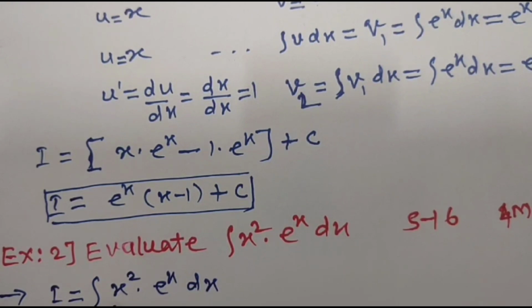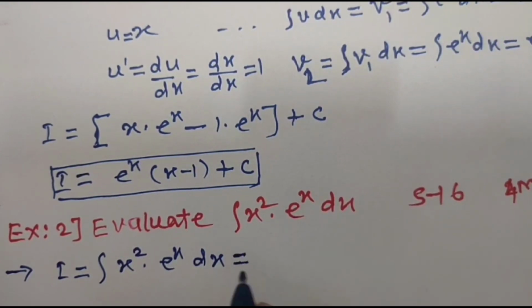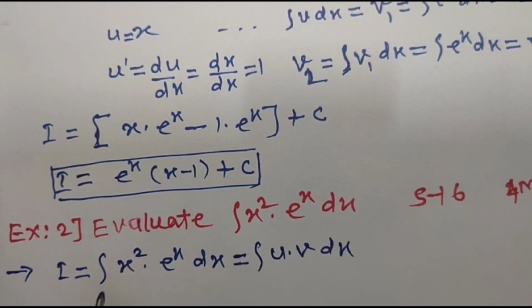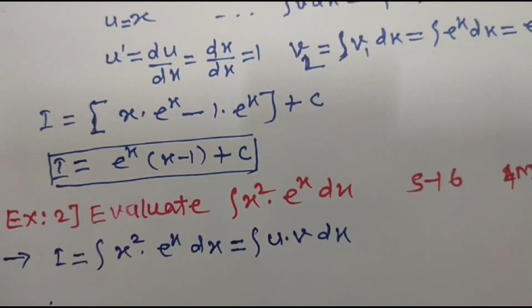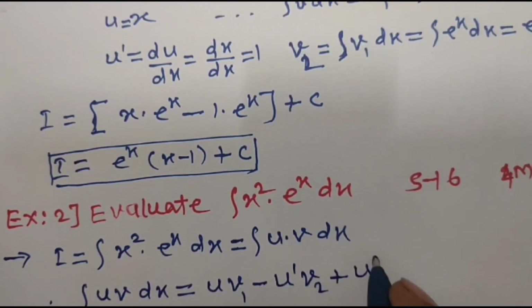Here x square is an algebraic function, e to the power x is an exponential function. Now you can compare this with u into v dx. Hence u is equal to x square and v is equal to e to the power x. So you can write this using the special formula of integration by parts. Integral of u into v with respect to x is equal to u into v1 minus u dash into v2 plus u double dash v3 minus and so on.